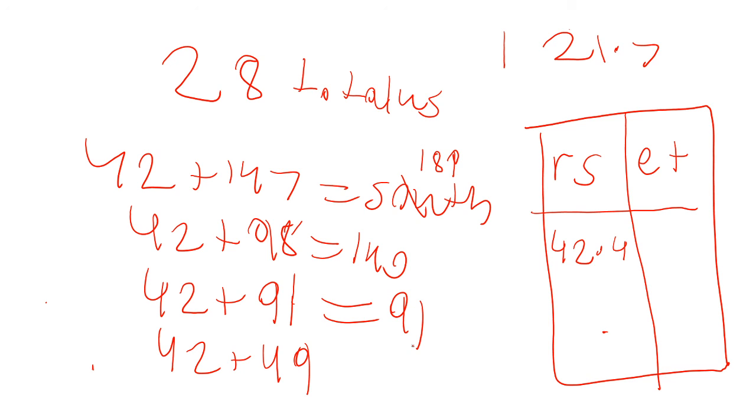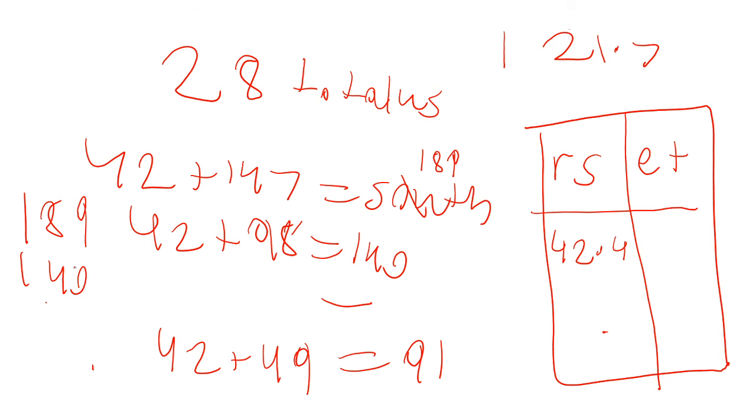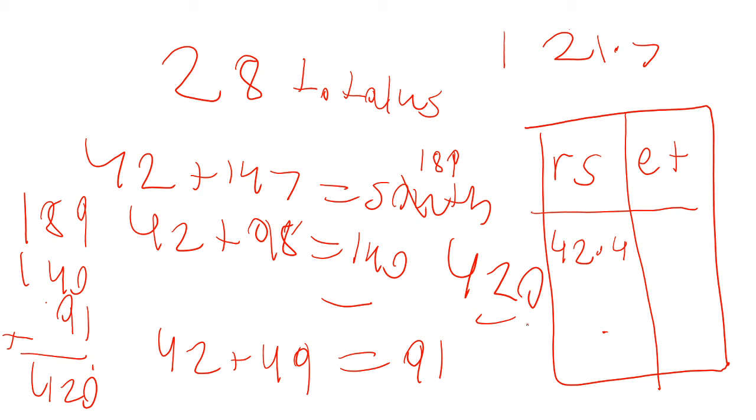So 42 plus 49, that's 91. So our answer is simply 189 plus 140 plus 91. And that's just 420. So the answer is 420. We're done.